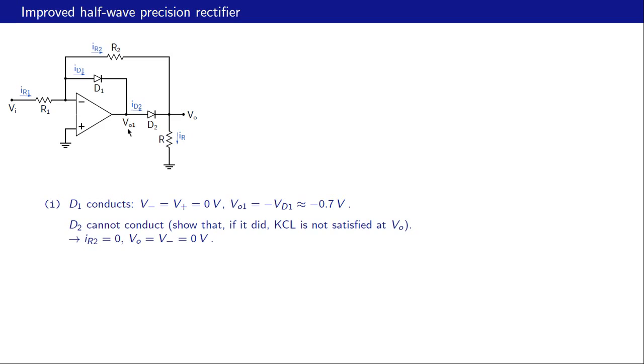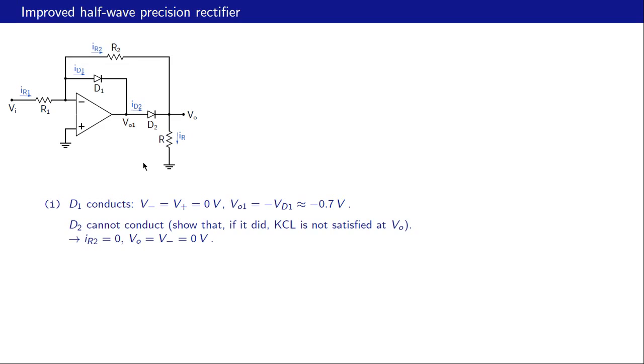Now if that happens, we can show that D2 cannot conduct, show that if it did, then KCL is not satisfied at this node. Let us do that. Suppose D2 did conduct. What would be this voltage? This is 0 volts, 0 minus 0.7 minus 0.7, so this VO would be minus 1.4 volts. This is 0, this is minus 1.4, so this R2 would conduct like that, and this R would also conduct a current going into that node, because this is 0 and this is minus 1.4 volts. So this current is going in, this current is also going in. So the only way KCL can be satisfied is for D2 to conduct in that direction. And that cannot happen because that would be the reverse direction for D2. So therefore, we conclude that D2 cannot conduct in this situation.